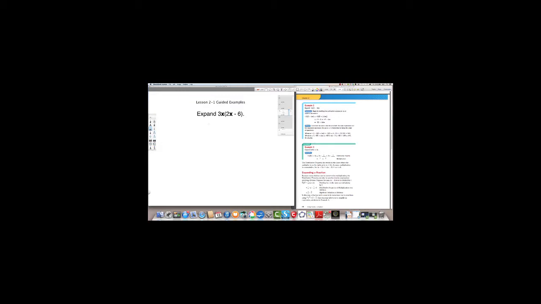We've got 3x times 2x minus 6. So this is the distributive property of multiplication over subtraction. 3x times 2x, 3 times 2 is 6, x times x is x squared. So 3x times 2x is 6x squared, minus 3 times 6 is 18x. So 3x times minus 6 would be minus 18x. And we are done. Easy. Done with this one. Make notes. Let's get to the next.